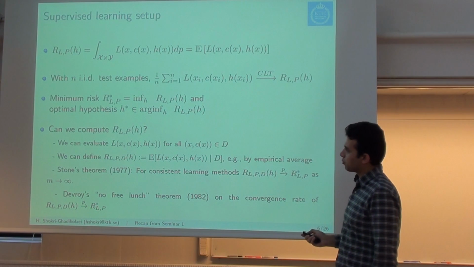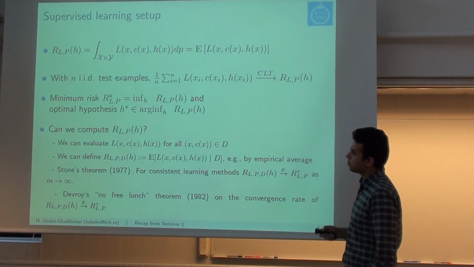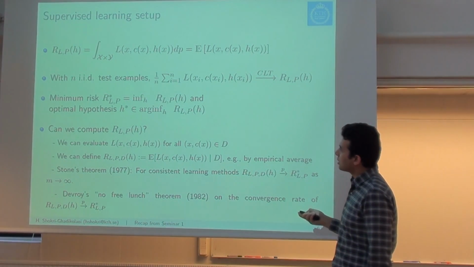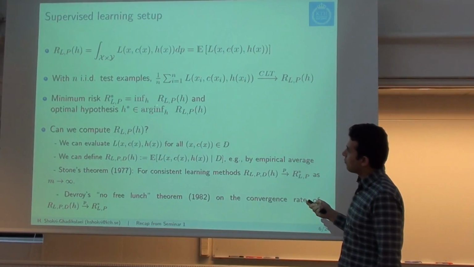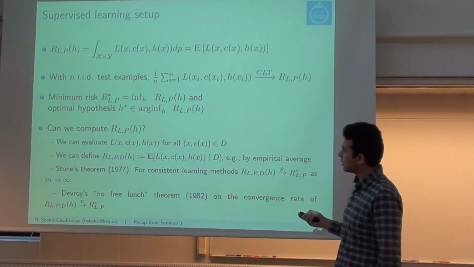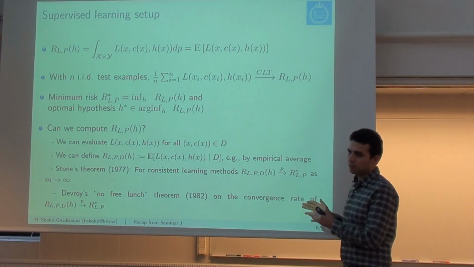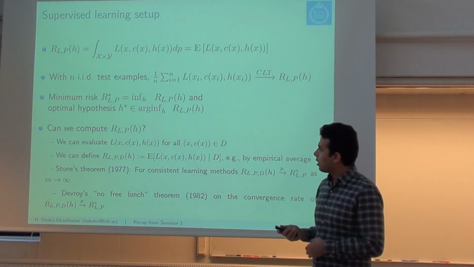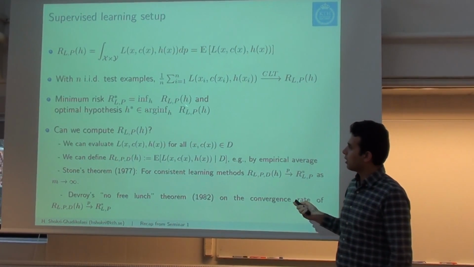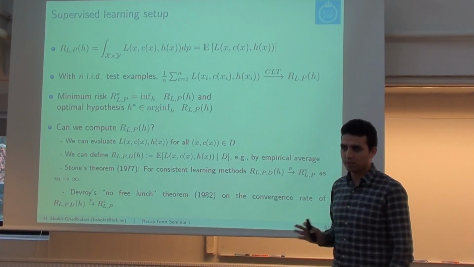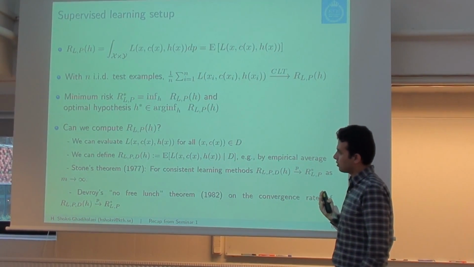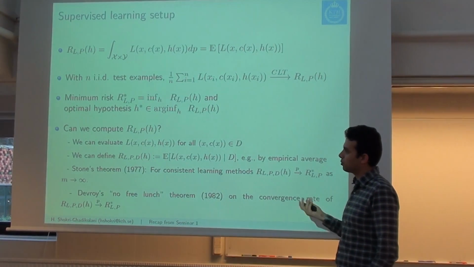So then we can define a minimum risk, which is the infimum over all possible H. Here there is no limitation on what H should be. So this is a minimization over the functional space of this risk function. And you can define the optimal hypothesis as the hypothesis that gives you the minimum possible risk for the test data. So now the first question is, is it possible to compute this? If we can compute this, then we can compute this, right? So don't worry about computational complexity. I'm just talking about whether we can even compute this or not.